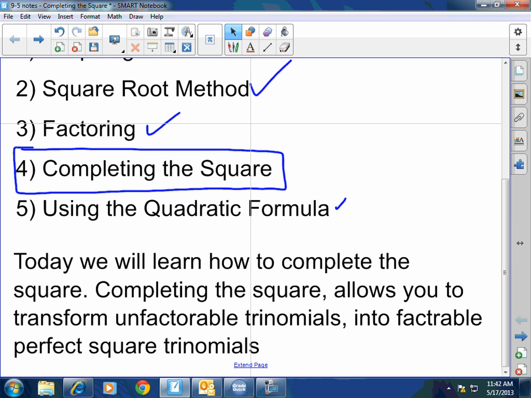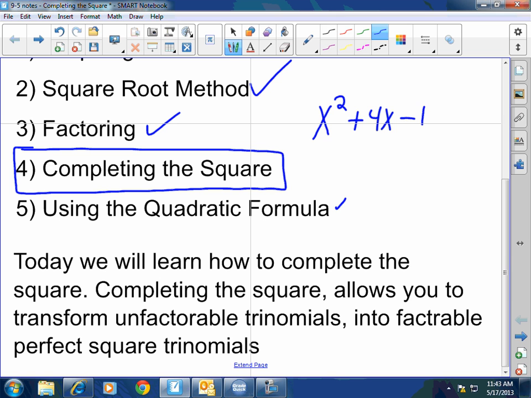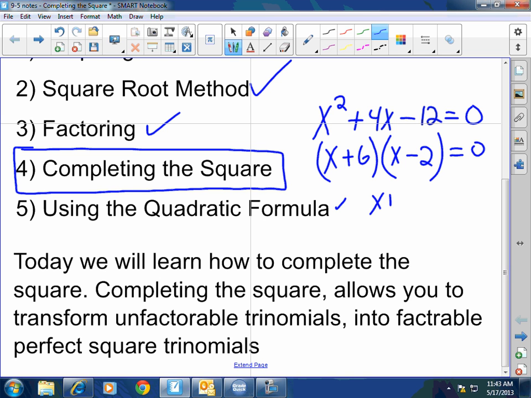Completing the square allows you to transform unfactorable trinomials into factorable perfect square trinomials, guys. We know that if I said solve the following quadratic equation, and I have, let's make this a negative, let's go negative 12, equals 0. We can immediately go, oh, wait a second. I got, what would this be? A positive 6 and a negative 2 equals 0. Zero product property, x plus 6 equals 0, x minus 2 equals 0, and x will equal negative 6 and positive 2. Right? Easy, awesome, super. We know how to do that. That was solving by factoring.